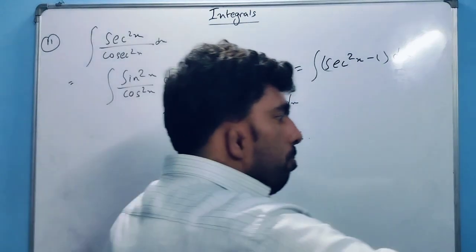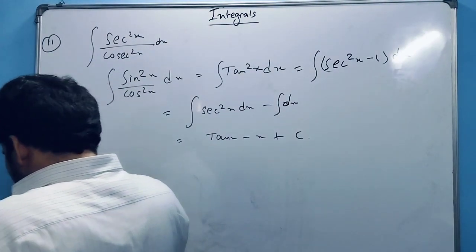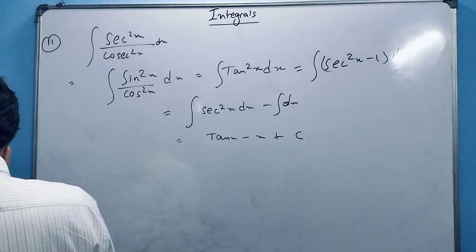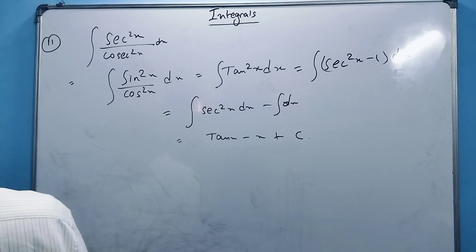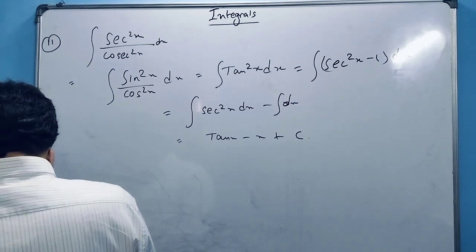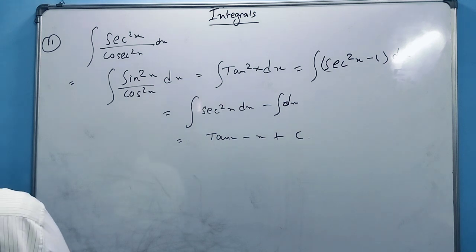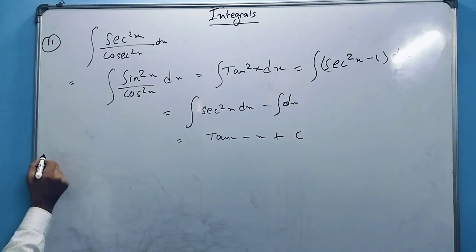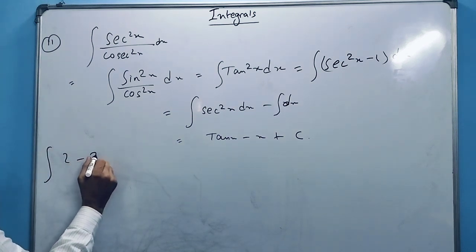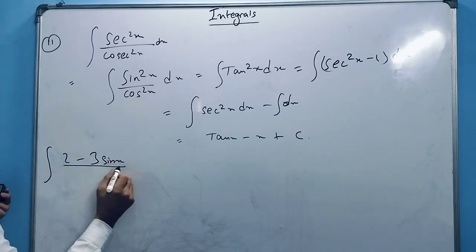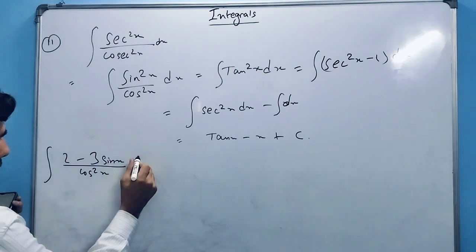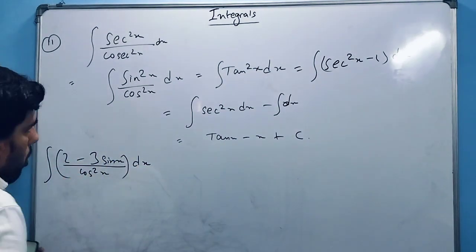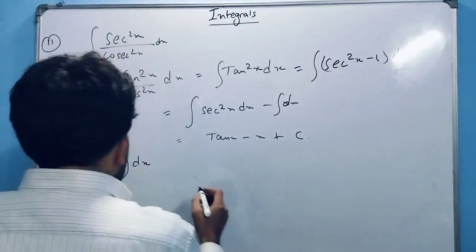Okay, so now let us move to another one. Now next question we'll try to solve of another kind. We have solved this now. Very easily we can solve such kind of numericals here. So we'll try to solve one more question I have in my hand, that is (2 minus 3 sin x) upon cos square x. Okay, let us see how we can find the integral of such kind.